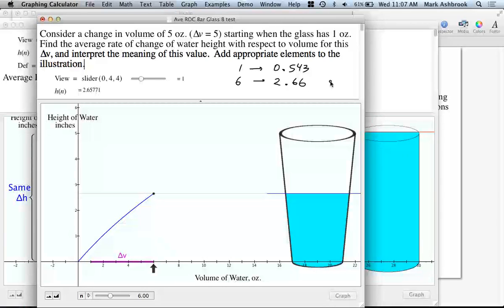Find the average rate of change of height to volume. Interpret the meaning of this value. And if you make a sketch on your own, add appropriate elements to your sketch, to illustrate and represent the changes and the average rate of change. Okay? So once you have the number, talk it through with the person next to you. What does the average rate of change mean? Go.